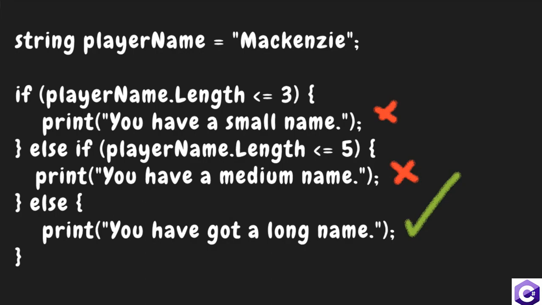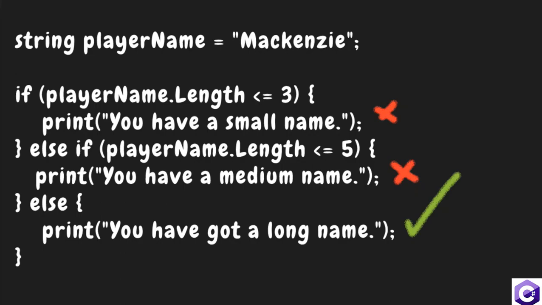Inside the curly brackets, we will print out you have got a long name. So if the name is not less or equal to 3 letters, and if the name is not less or equal to 5 letters, then we will say that you have got a long name. Else statements are the last line of defense.